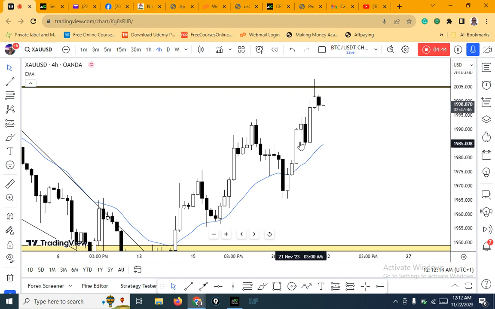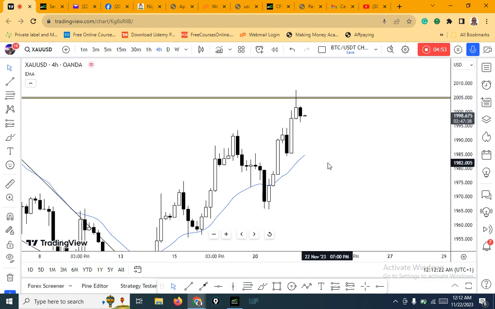You can see the impact of this bullish harami on price. Okay, you can see how price pushed up to this price level. So I expect more price action to play out here, guys.